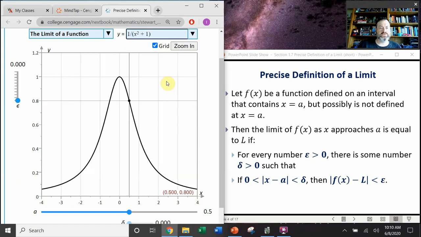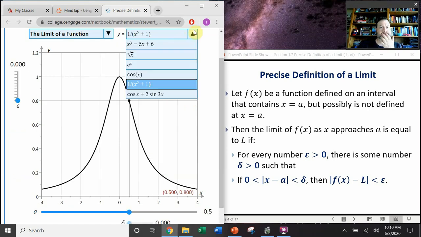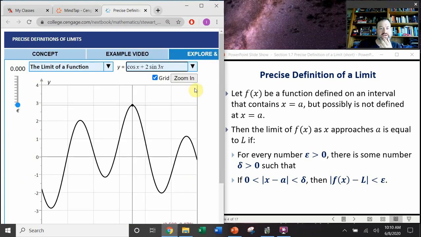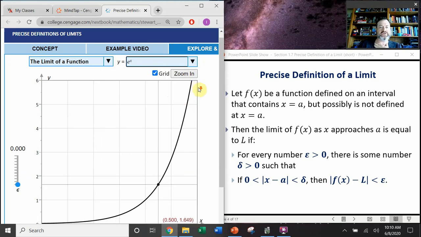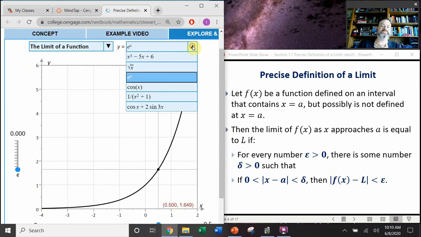I don't think there's any in here that the limit doesn't exist, actually. Yeah, so the limits actually exist on all these. So you're in good shape. It just doesn't have a zillion options.